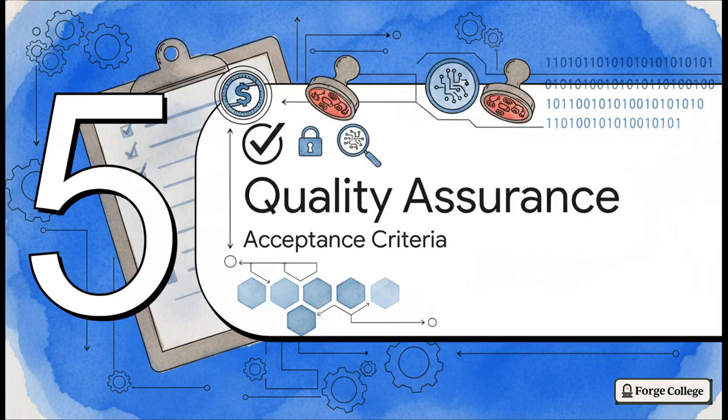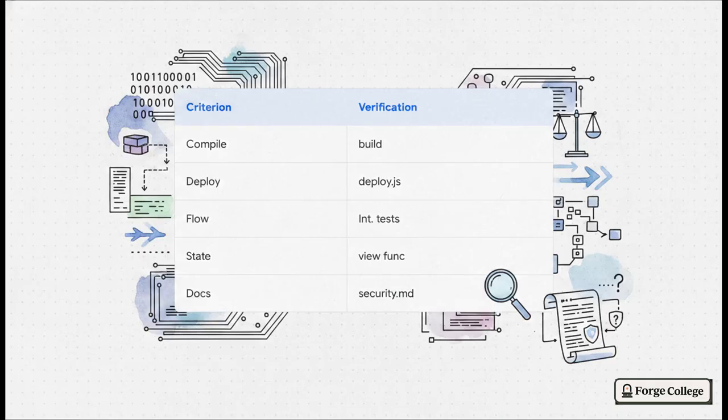All right, Part 5, Quality Assurance. Let's look at our acceptance criteria. Every lead engineer needs a clipboard to stamp the final approval, and this checklist right here ensures your work is totally production ready. For compilation, we verify the bytecode hash is perfectly stable, meaning your code is completely deterministic.